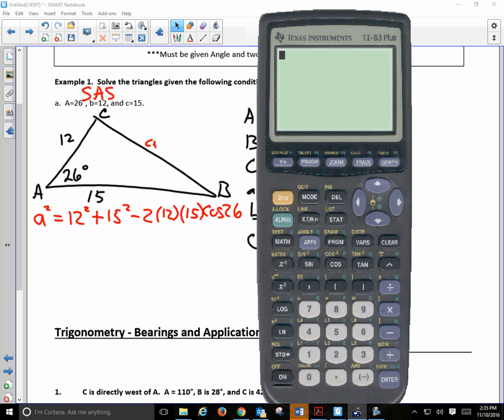Has anybody done that? Okay, and it looks very similar to this?